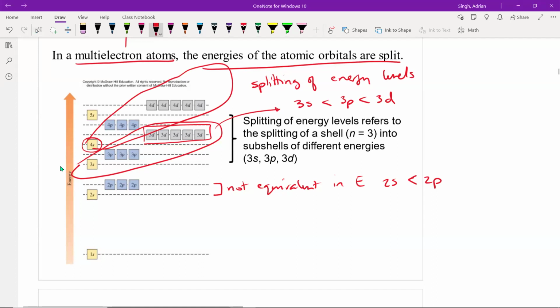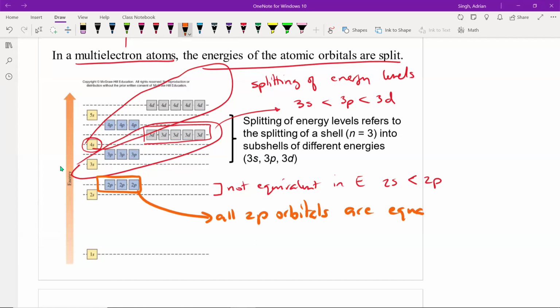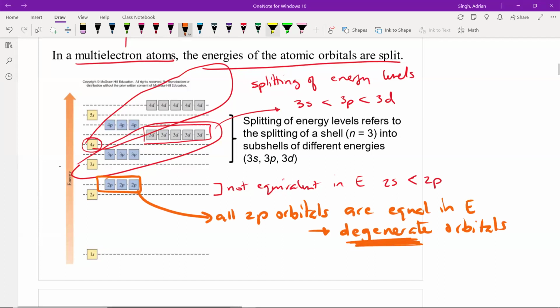One more thing to note about this initial treatment of our orbital diagrams: you'll notice that all of the 2p sublevels, all the 2p orbitals, are equivalent in energy. And we call those degenerate orbitals. When they are equal in energy, that's the term that we use. So all of the 2p are degenerate to each other.